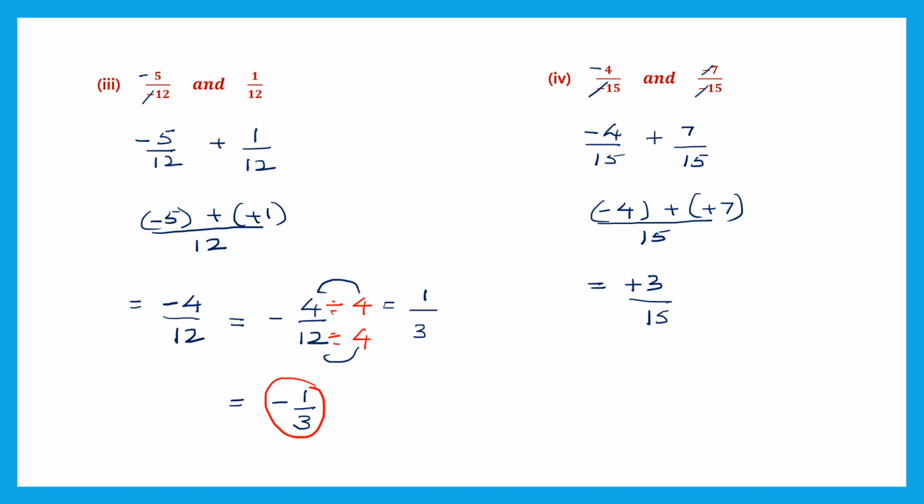Now this 3 by 15 can be reduced to the lowest term. We can divide both 3 and 15 by 3 itself. We can divide both by 3. So what do we get now? 3 ones are 3. And in the denominator, 3 fives are 15. So what is our final answer? It's plus 1 by 5 or just 1 by 5.